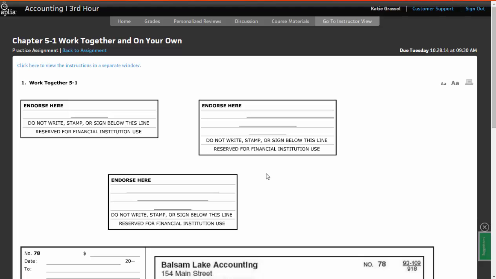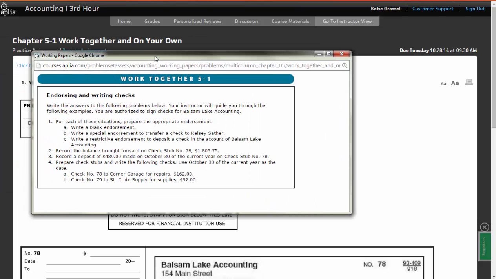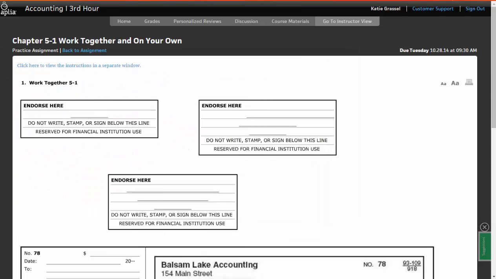When we go through and sign or look at our directions, it does tell us that we are an employee from Balsam Lake Accounting, and you have been authorized to sign checks. Pretty much, Applia can't know everyone's name out there in the world. So what you would have to do here for an endorsement is to have your signature. Really, your option is just signature. Not super tough.